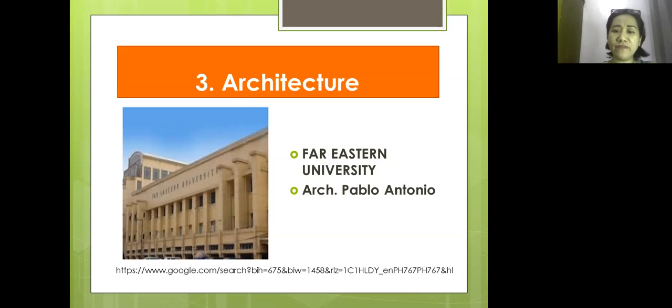So I have this Far Eastern University's architecture, the building of FEU, which was created by architect Pablo Antonio, one of the national artists during his time. And of course, there are also some that are already modified, I think done by his son. And in most of the work of Pablo Antonio, the architecture, you could also see the work of Napoleon Abueva.